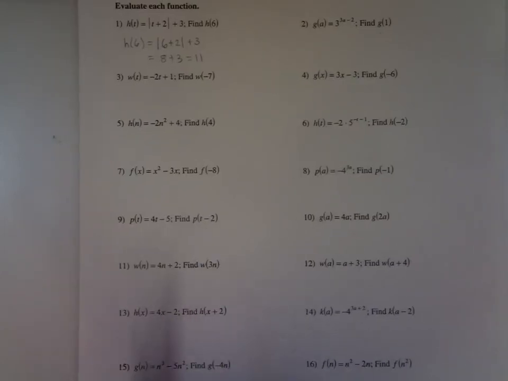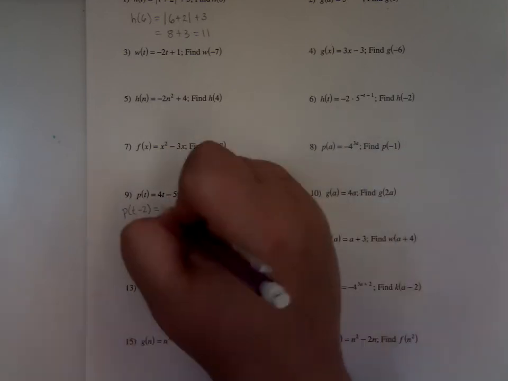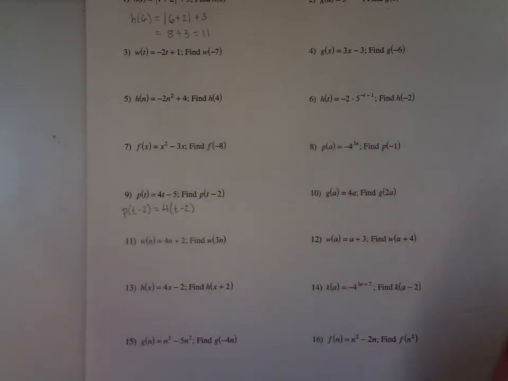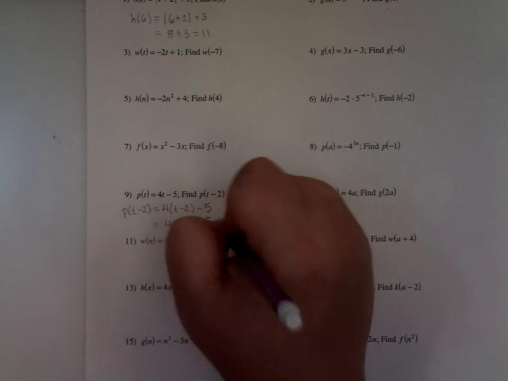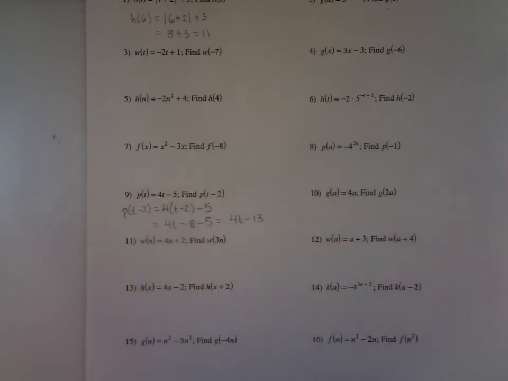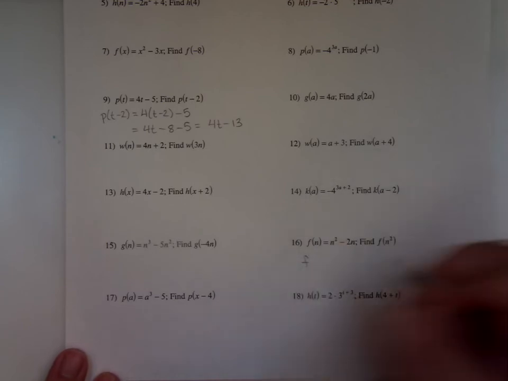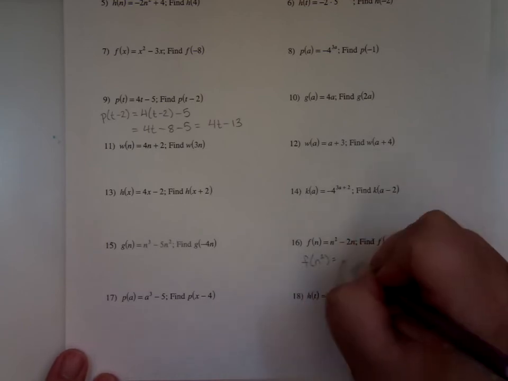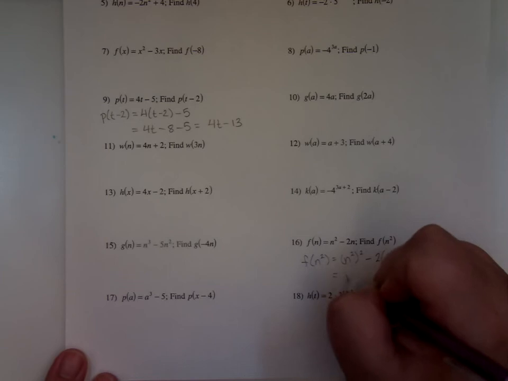It can get more complicated than that. If we look at number 9, they're asking us to find p of t minus 2. So p of t minus 2 means that wherever we see t, we put t minus 2 instead. So it's 4 times t minus 2 minus 5. That's going to give us 4t minus 8 minus 5, or 4t minus 13. Same thing, let's look at number 16. So f of n squared is going to be n squared squared minus 2 times n squared. So we've got n to the 4th minus 2n squared.